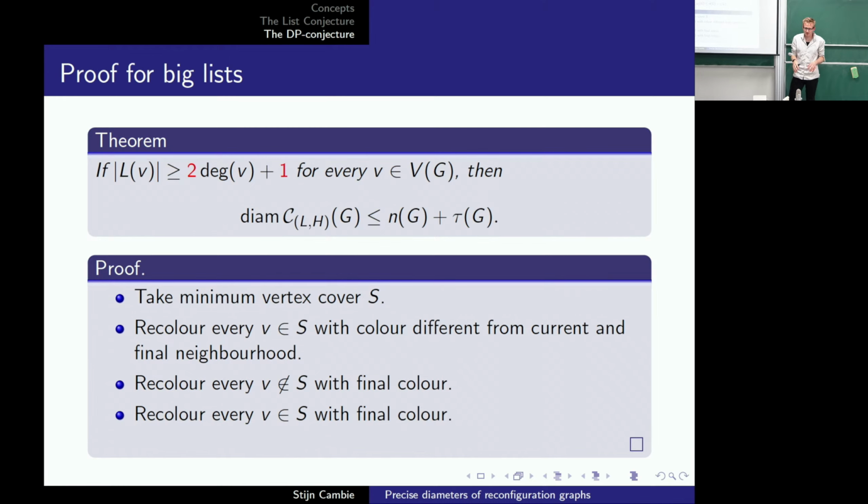Once all of these are recolored, we can look at the remaining vertices, which form an independent set. We can just recolor them with their final color. Once we have done those, we can look at S again. So for every vertex in the cover, we can also just color it with its final color. And so then we have tau plus alpha plus tau, tau plus n minus tau plus tau, n plus tau recolorings in total. So we have recolored every vertex at least once, and every vertex in the vertex cover twice. And that's the idea.